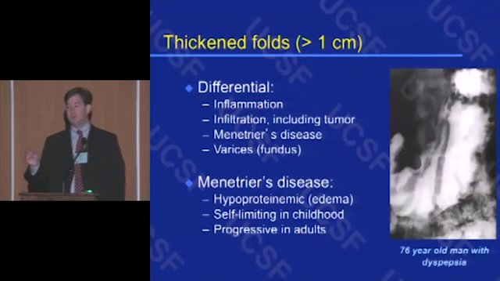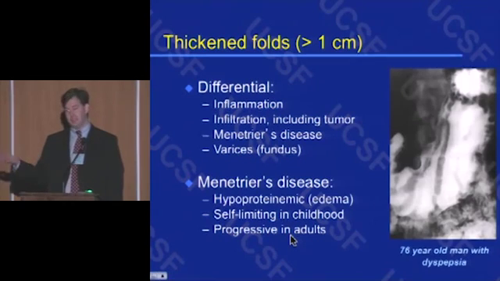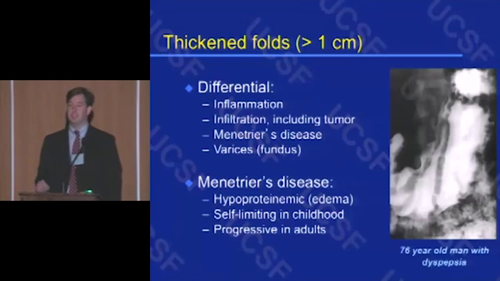So thickened gastric folds, that's defined as greater than 1 centimeter in size. Whenever you see this, you think of inflammation, like gastritis, but other things are infiltrating diseases like tumor, lymphoma. Then there's a disease called Menetrier disease. That's the hyperproteinemic edema. It's a self-limiting process in childhood, but if you see it later in adults, it can actually progress. So you get a lot of loss of protein and electrolyte imbalance. And lastly, gastric fundus varices, which are often seen in the gastric fundus.